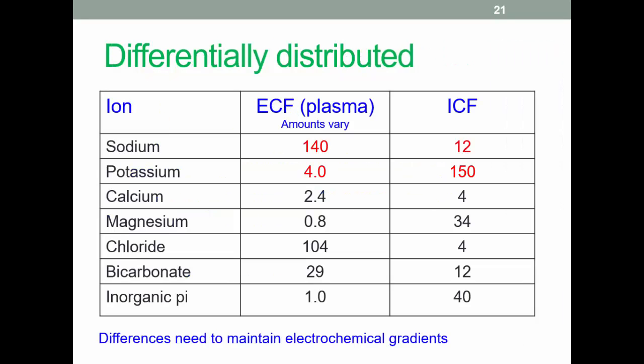Okay, so just a table showing a differential distribution of ions between ECF and ICF. As mentioned, homeostasis acts to maintain these balances, which will be impacted on by exercise. It's important to maintain these, to maintain electrochemical gradients across and between cells. Perhaps the one you've done most is in human metabolism. Last year you'll have done electron transport, mitochondrial electron transport, which is a big, important electrochemical gradient.